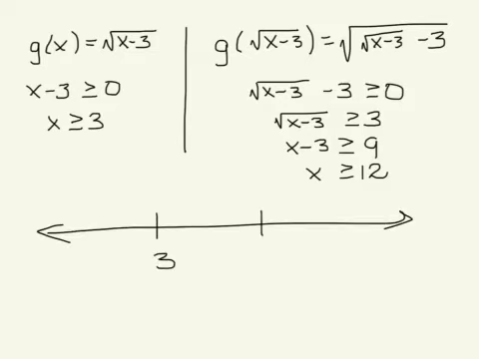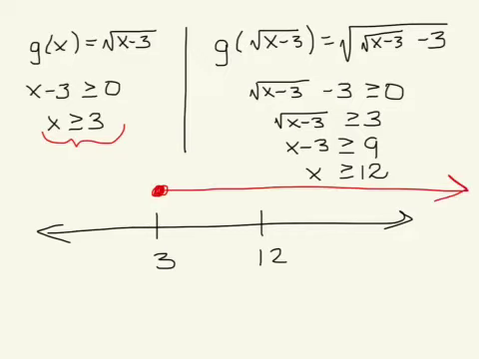So we have 3 and we have 12. Our first function says I can use 3 and everything above that. Once we solve the problem, our domain for the actual answer says I can have 12 and everything above that. So the domain of g is what's going to work for both of these. Where do the red graph and the green graph overlap?